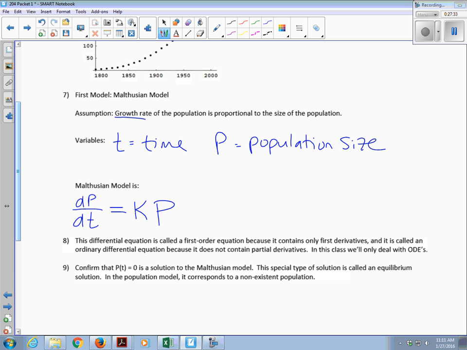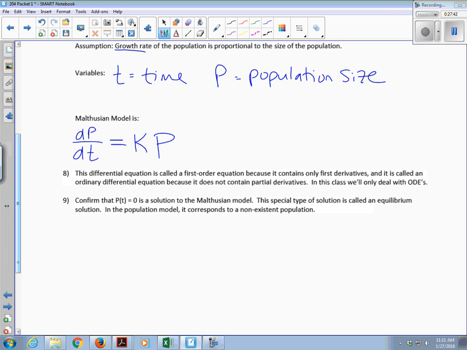As we work through the course, we're going to add more and more layers of assumptions to try to make more sophisticated models. This differential equation is called a first order equation because it contains only a first derivative. When there are second derivatives, we call it a second order differential equation. And we call it an ordinary differential equation because it doesn't contain any partial derivatives. If you've taken Calc 3, you know what partial derivatives are. In this class, we're only going to deal with ODEs, with no partial derivatives.